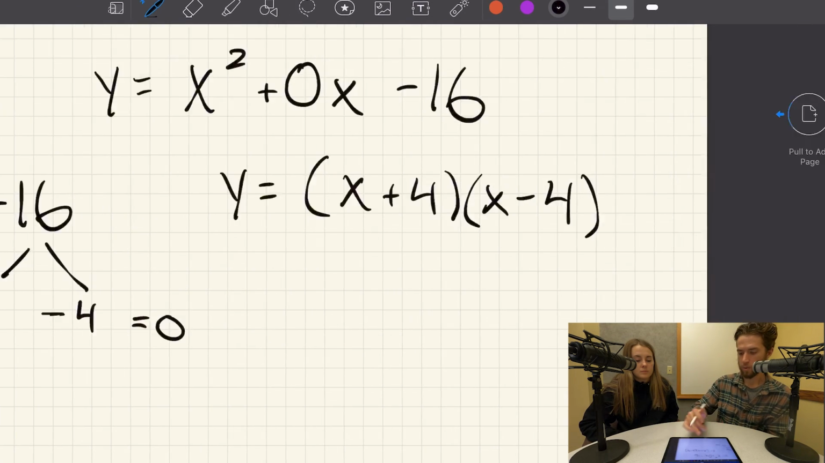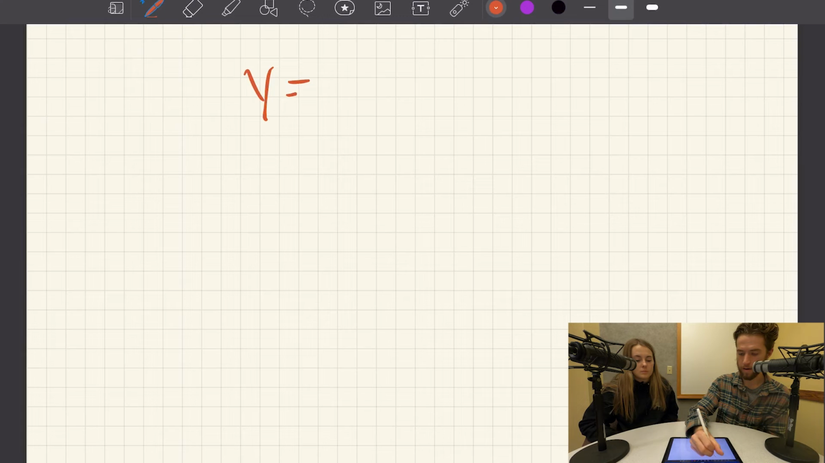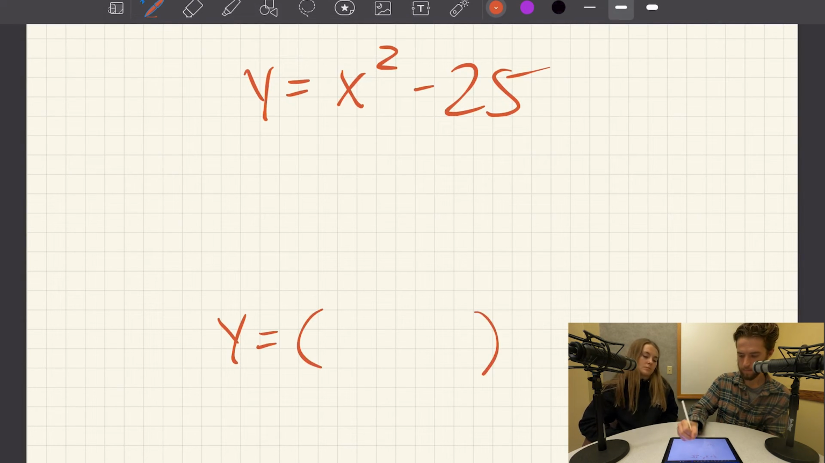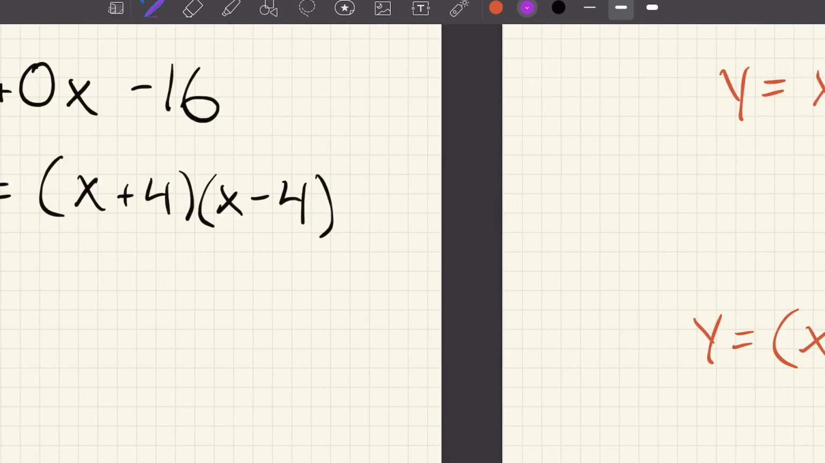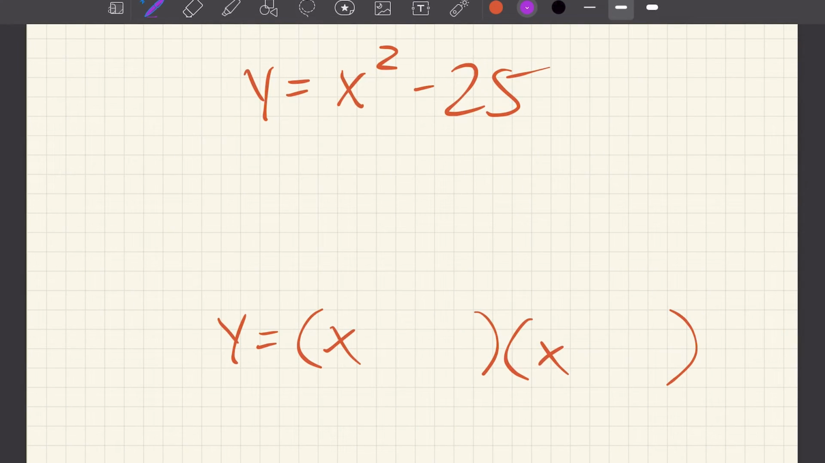Okay, so super quickly, now that you've got that down, let's see how fast you can do this one. See if you can apply the same exact pattern to solve that one. 2 numbers that multiply to 25 and add to 0.